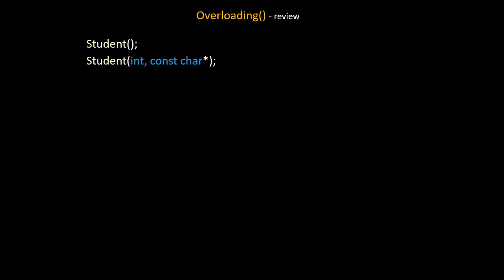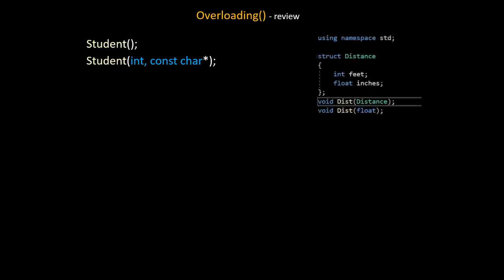And so in this other example, what I want to do is show you that I've created a struct called distance, and inside I've got two data types, an int feet and a float inches. And below that I've got two prototypes for functions called dist. And notice that they're both called dist, and they both are just passing one argument. Okay? It's a little bit different than the first example I showed you with student, where I was showing you a no argument constructor and a two argument constructor. In this particular case, it's actually just a one argument function, but they're both called dist.